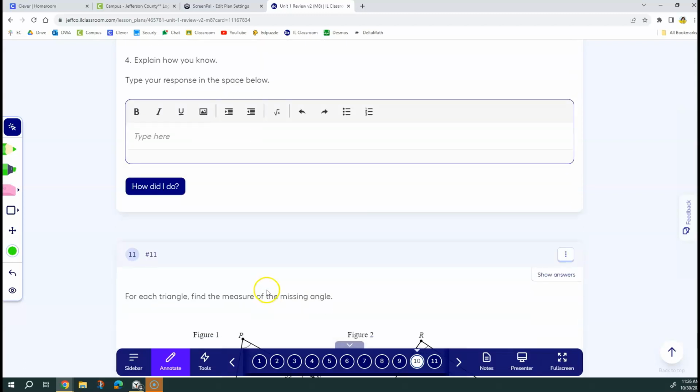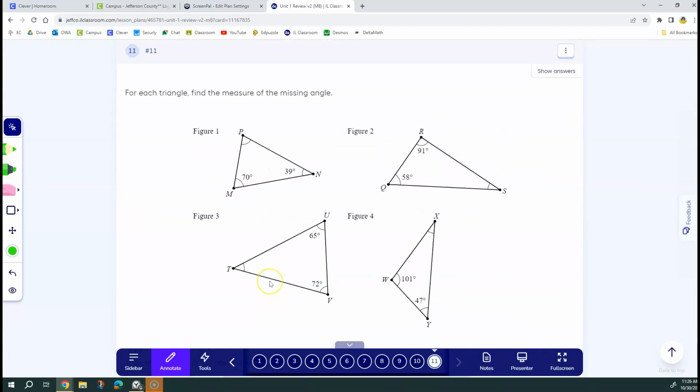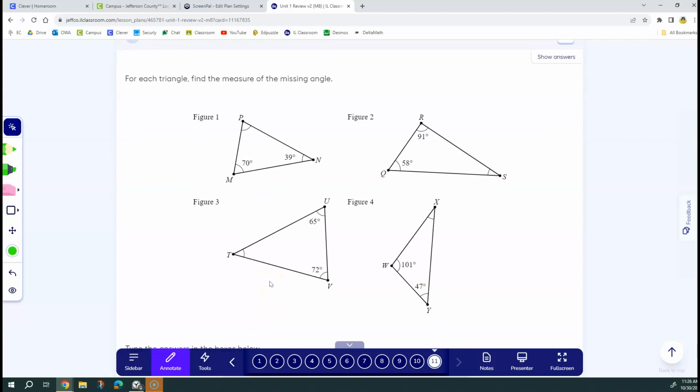All right, down here, our last one, number 11. For each triangle, find the missing angle measurement. Now, just a reminder in case you have forgotten, I am going to see if I can use this for just a second.